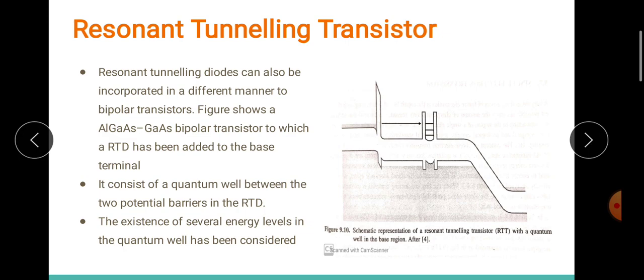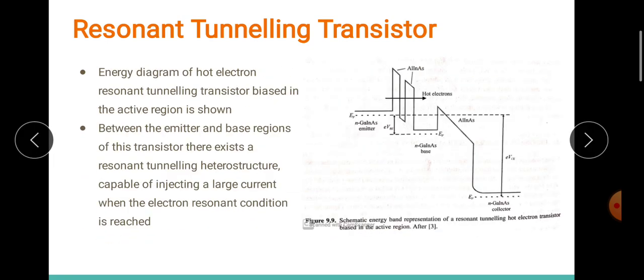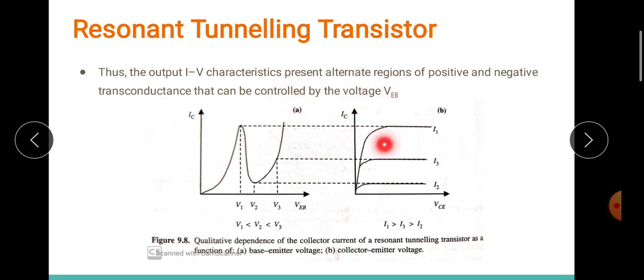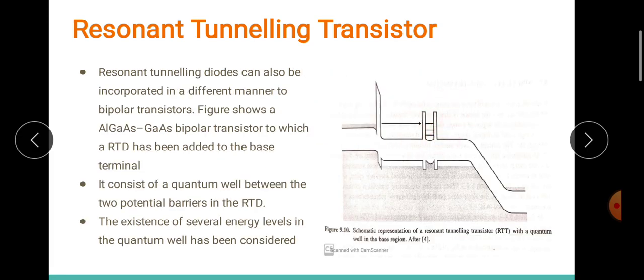Which means in this figure, here we have a single peak, right? Since we have multiple quantum wells in this case, you can have multiple peaks too. Here we have shown just a single peak, right? In the case of the aluminum gallium arsenide resonant tunneling transistor, it is possible for us to obtain multiple peaks in collector current because of these multiple energy levels, right.